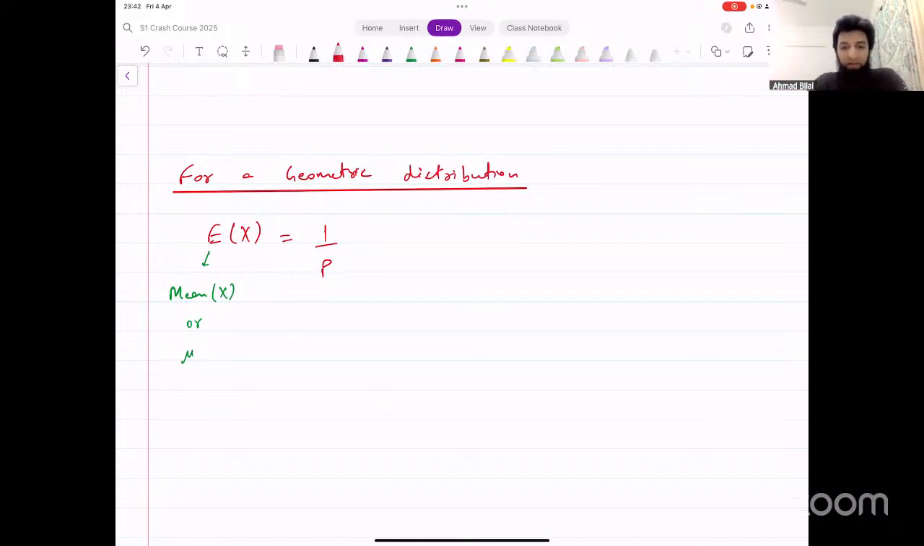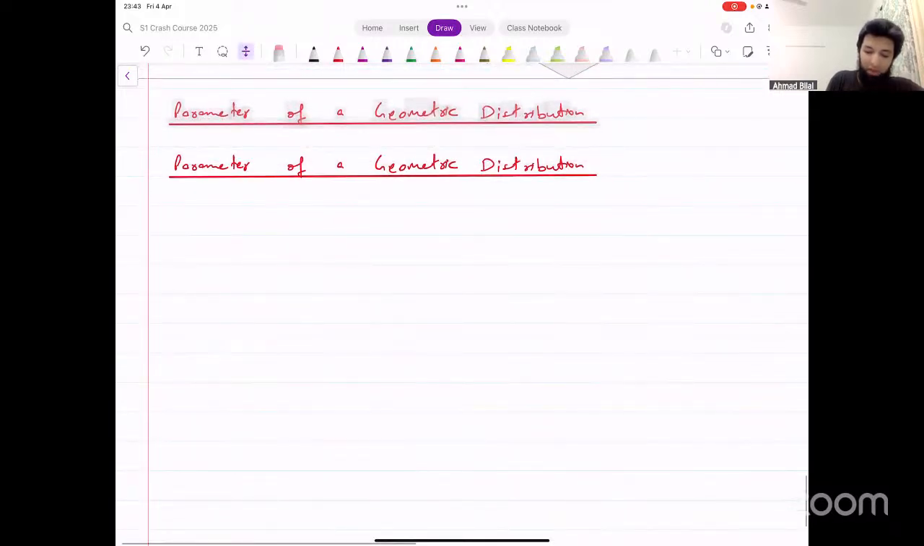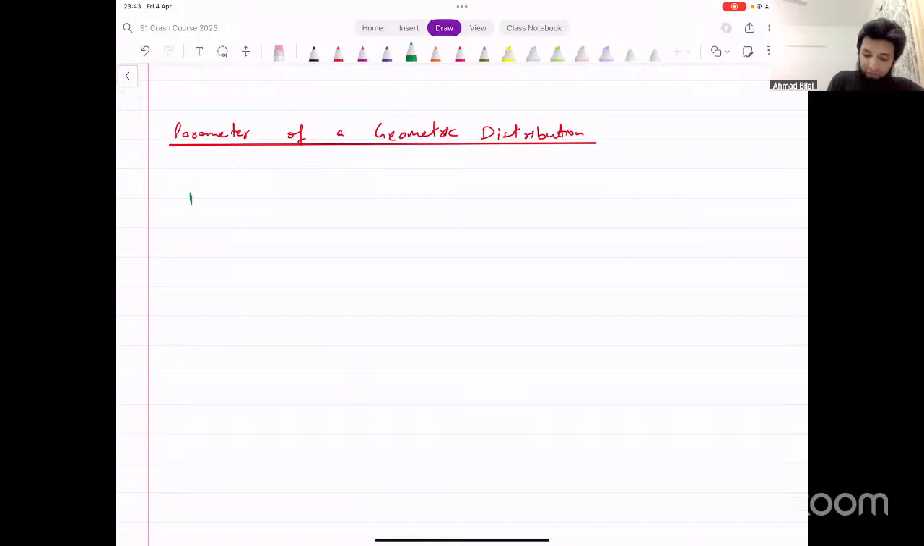Variance is not defined in case of a geometric distribution. Okay, only the mean is defined. Variance is not defined for a geometric distribution. And then parameters of a geometric distribution, just like for binomial distribution, we needed two things to define it, to describe it. One was n and the other was p. For a geometric distribution, there's only one parameter. Since there's no n, the only parameter that we have for a geometric distribution is p, and that's the probability of success.